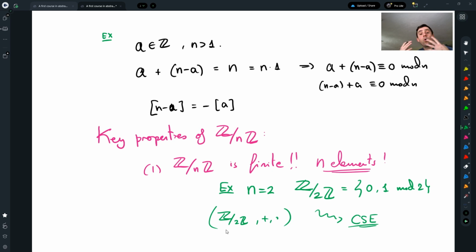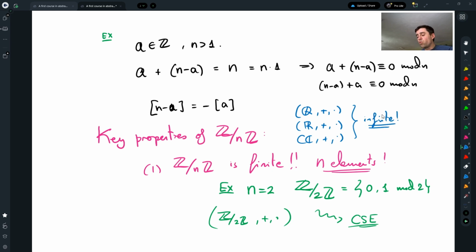This is sort of like a toy model of the integers, but with only a finite number of elements. Remember that we had other examples of algebraic structures that satisfy 1, 2, and 3. For example, the rationals under addition and multiplication, the reals under addition and multiplication, the complex numbers under addition and multiplication. But these are all infinite.